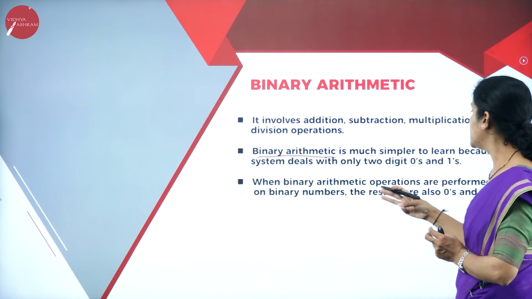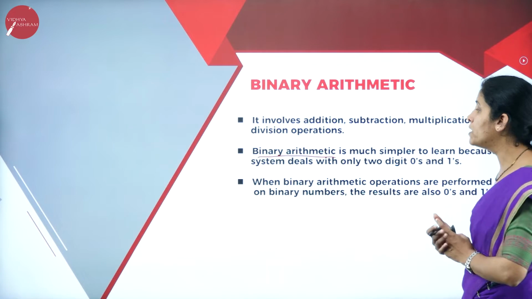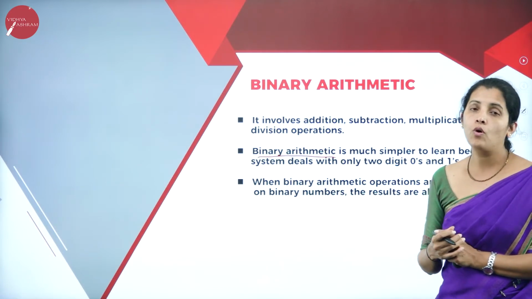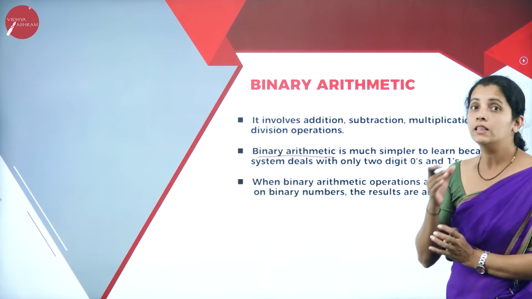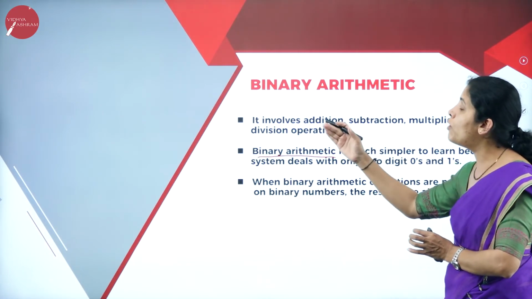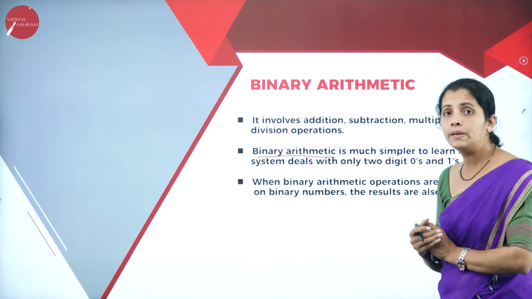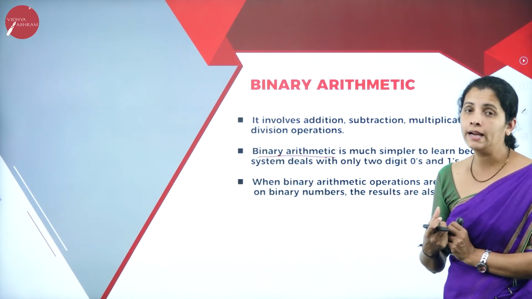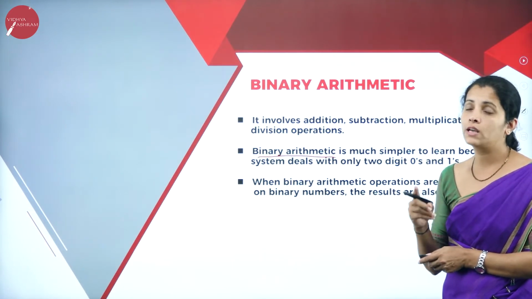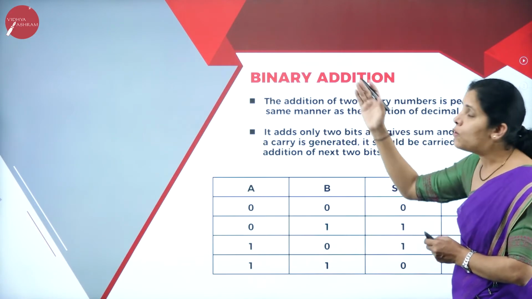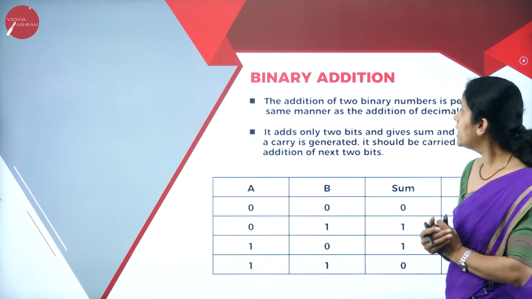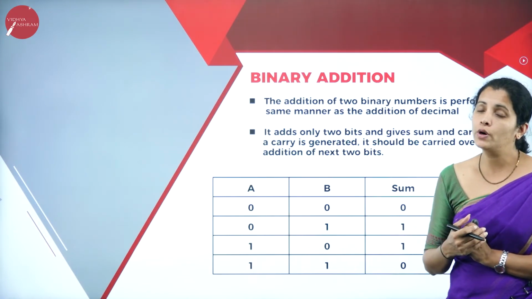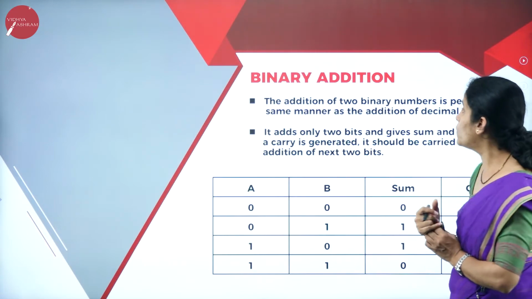When binary arithmetic operations are performed on binary numbers, the result is also in the form of zeros and ones. That means when we perform any binary arithmetic on binary numbers, the output we get is in the form of zeros and ones. Now I'm going to cover binary addition. To perform binary addition, what are the rules I need to follow? Let's see them one by one.